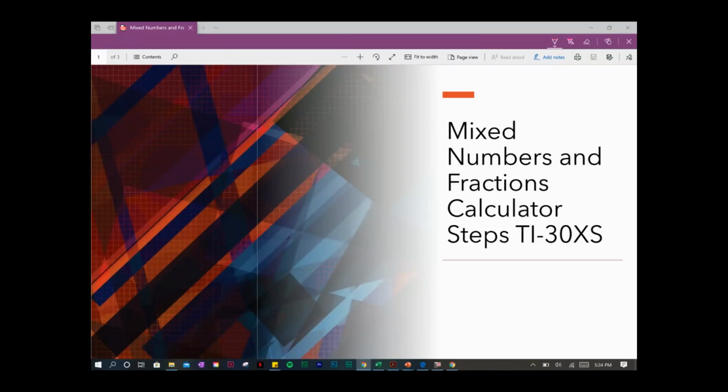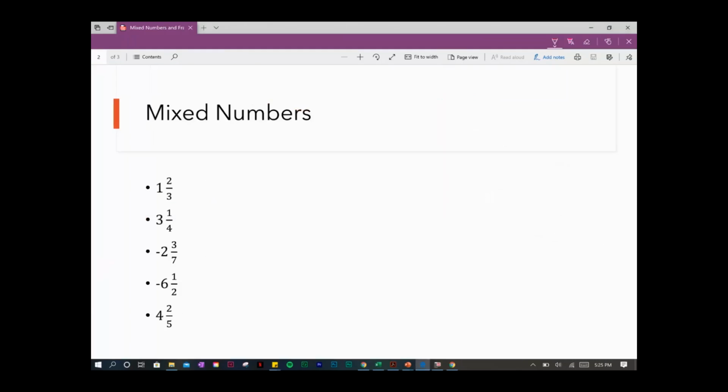So today we're going to learn how to type in mixed numbers and fractions on the TI-30XS calculator, along with how to transfer between them. So we have some mixed numbers here, and we want to type these in on the TI-30XS calculator, change them to the reduced fraction, so it's an improper fraction, and then also to get that decimal value.